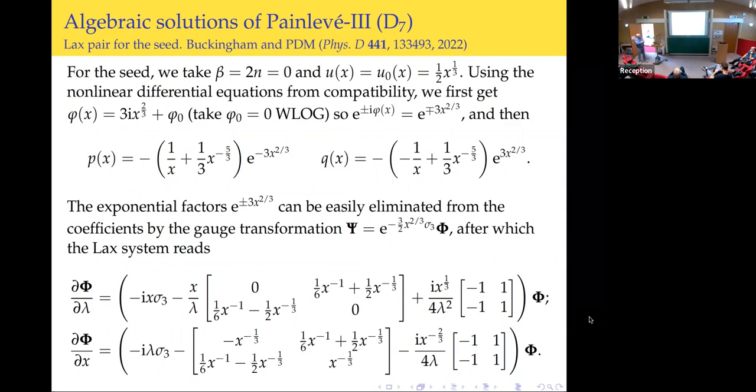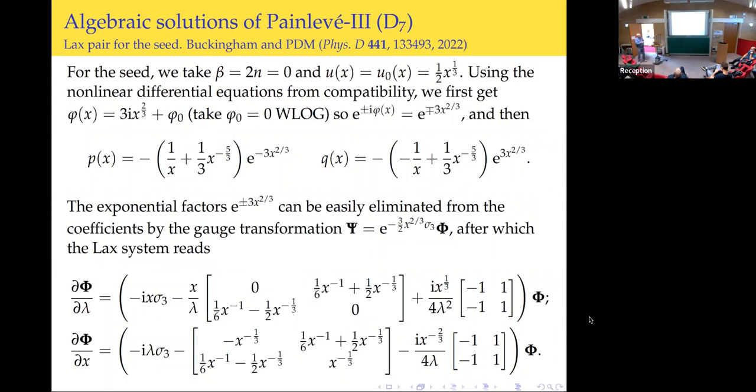And so that means that these exponential factors that are showing up in the matrices are just simple exponentials, e to the minus plus 3x to the 2/3. And so those are showing up here on the p and the q with some algebraic coefficients like that. So this is just from starting with the seed and writing down these potentials.